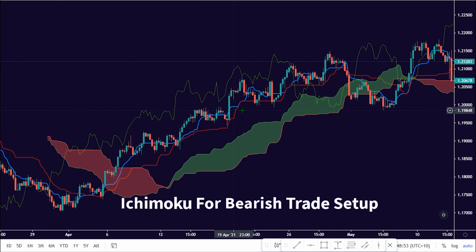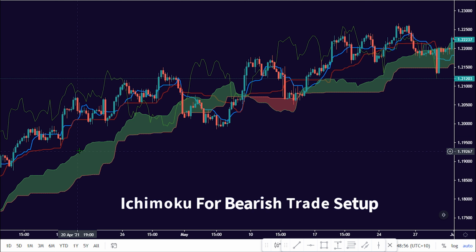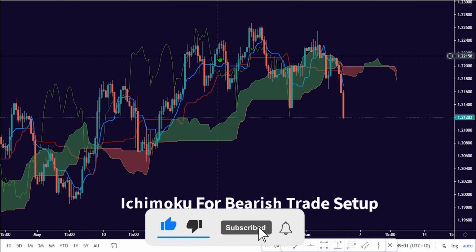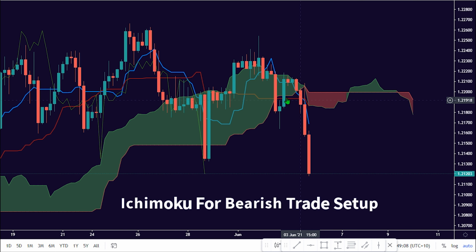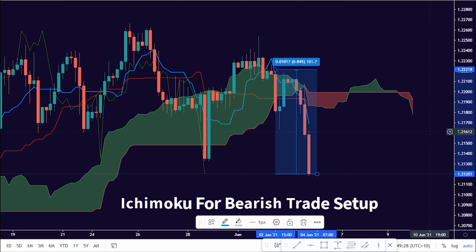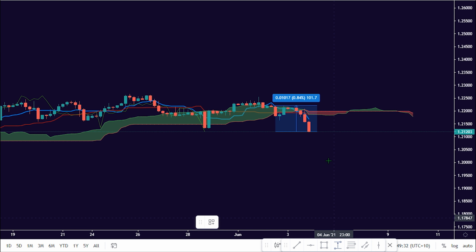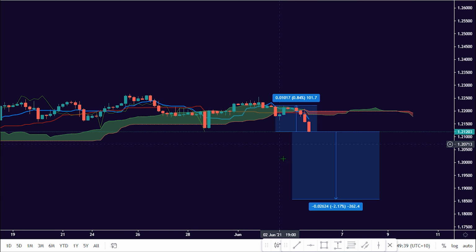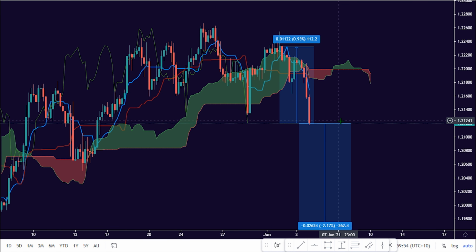Now let's search for how to implement the Ichimoku indicator for a bearish trade setup. Here in this bullish trend, we can see how the conversion line crossed over below the baseline here. Also, the crossover of price below the Ichimoku cloud confirmed the bearish setup. Stop loss can be placed above the conversion line here. As a day trader, we can target 2 or 3 risk-reward ratios. Let's make a sell entry here.